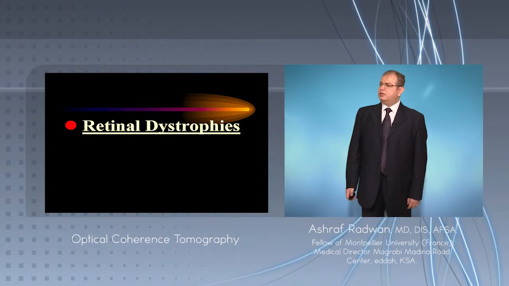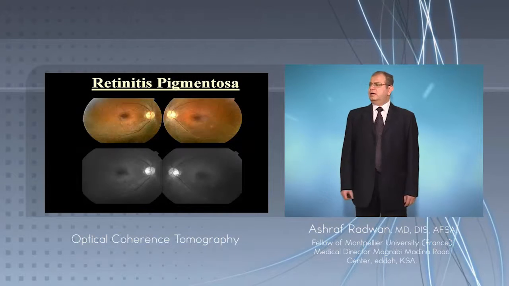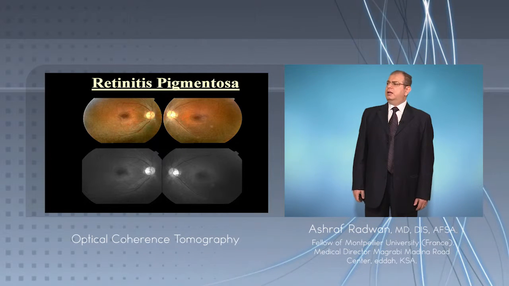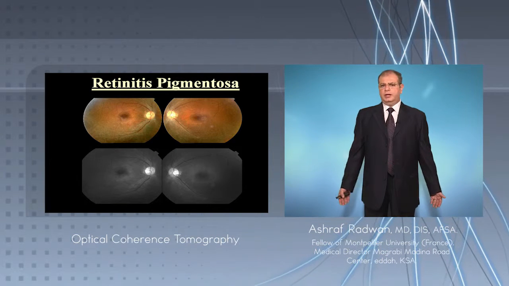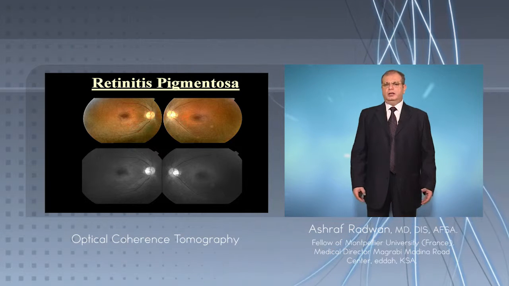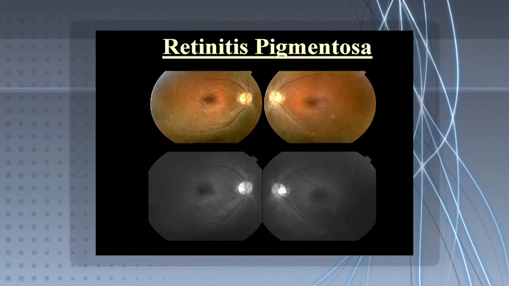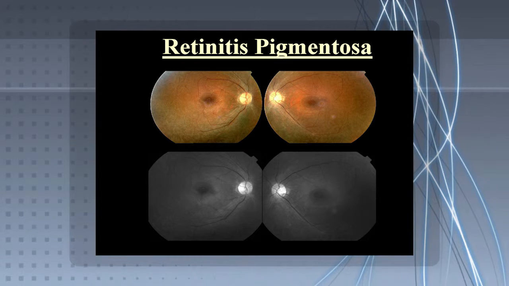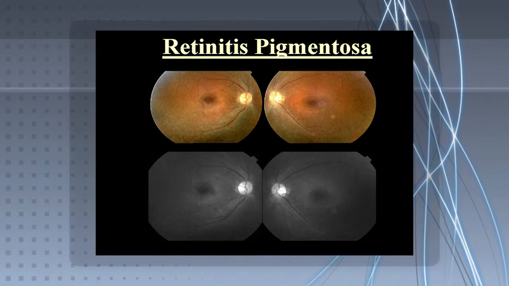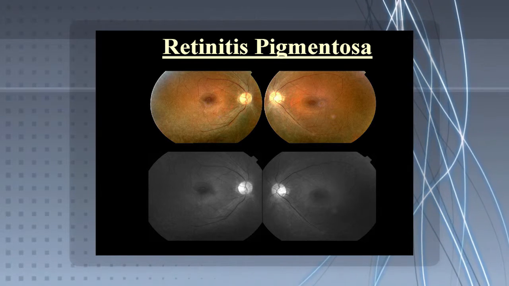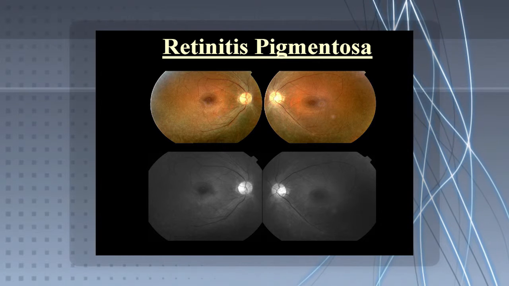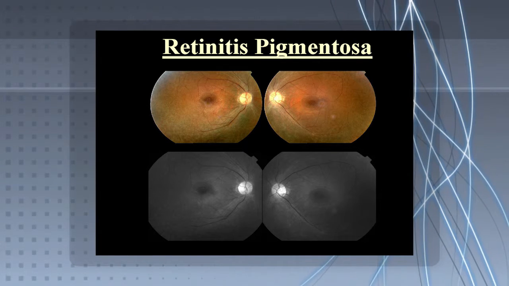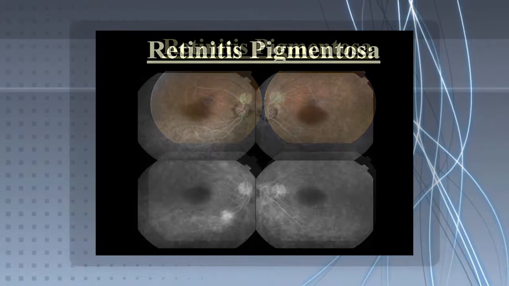In retinal dystrophies, as in retinitis pigmentosa, nowadays also we are not doing any more fluorescein angiography. Clinically, you can see the typical appearance and the triad of retinitis pigmentosa, and we are searching just for the presence of epiretinal membrane or cystoid macular edema. The OCT helps us too much to diagnose that.